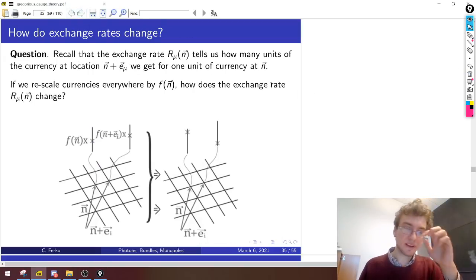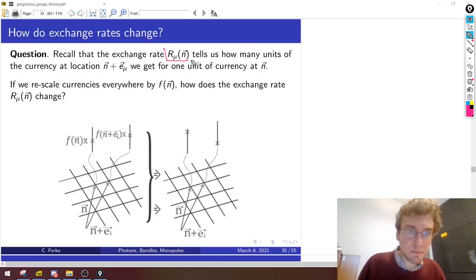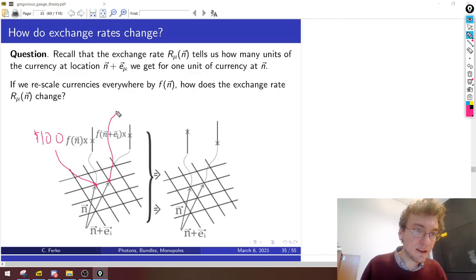Okay, so now we want to get an equation out. Here's a question for you to think about for a moment. Again, the exchange rate r sub mu tells you how many units of the currency at the location n plus e mu you get for each unit of currency at n. And now I ask the question: if we rescale currencies everywhere by a function f of n, how does the exchange rate r sub mu change between two points in terms of f? That's a little abstract, so let me make a more concrete example. If I'm sitting here with $100 and Greg is sitting here, and I lose a bet to Greg, I need to pay him, but I'm paying him in, say, pounds. If the old exchange rate was 1-to-1, I would pay him 100 pounds.